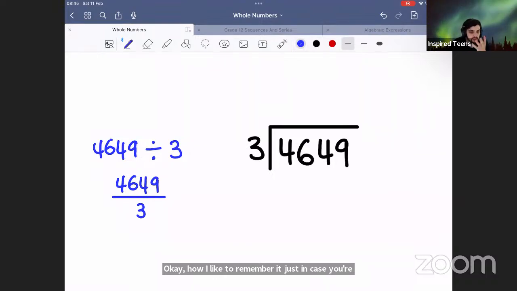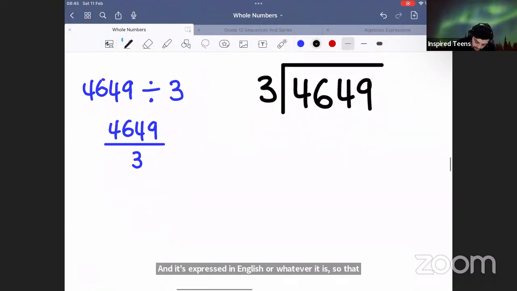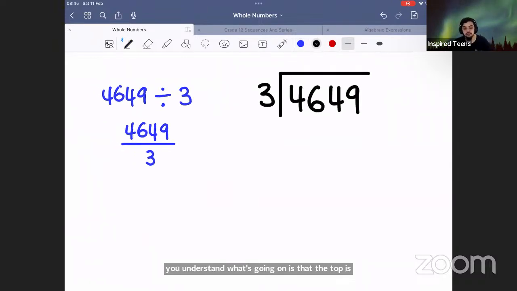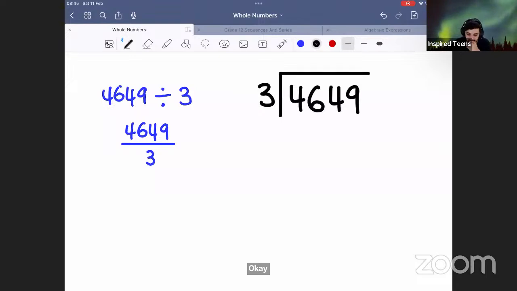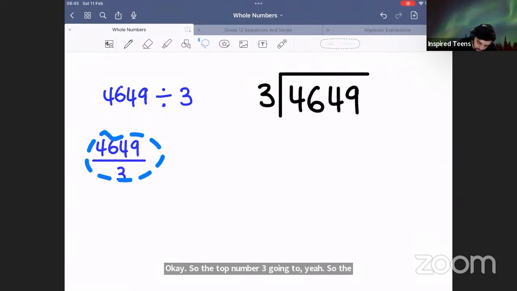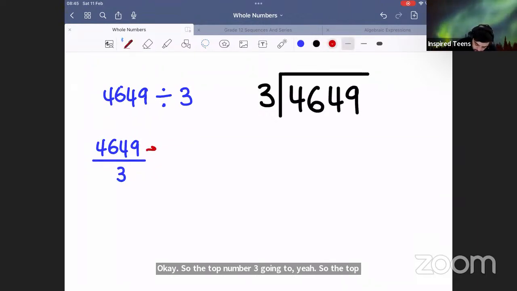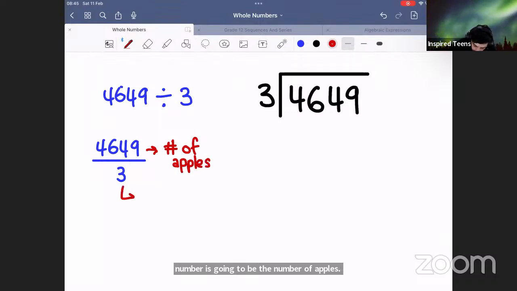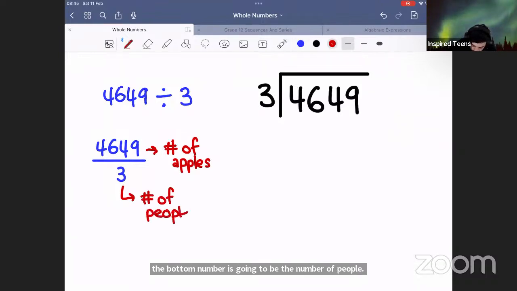How I like to remember it, just in case you're doing a problem sum and it's expressed in English, so that you understand what's going on, is that, let's just say we have a certain amount of apples that we need to distribute amongst a certain amount of people. So the top number is going to be the number of apples and the bottom number is going to be the number of people. This is just to understand the different notations of division.